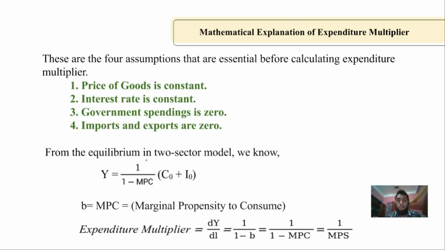From the equilibrium in the two-sector model, we know Y equals 1 by (1 minus MPC) times (C naught plus I naught). Here b equals MPC, marginal propensity to consume. Expenditure multiplier equals dY by dI equals 1 by 1 minus b equals 1 by 1 minus MPC. Here 1 divided by 1 minus MPC equals 1 by MPS.